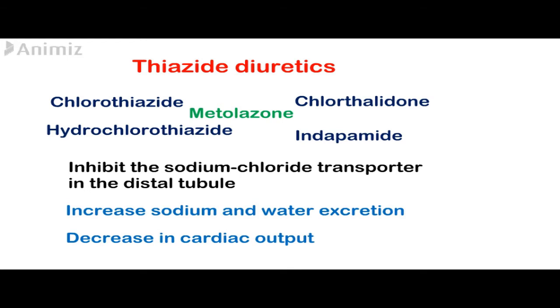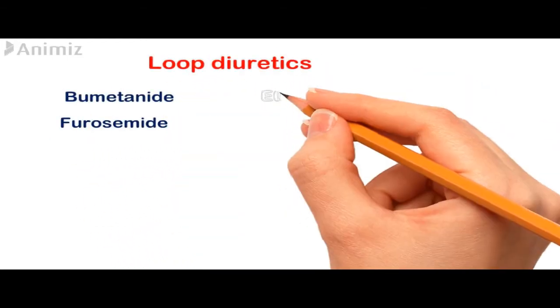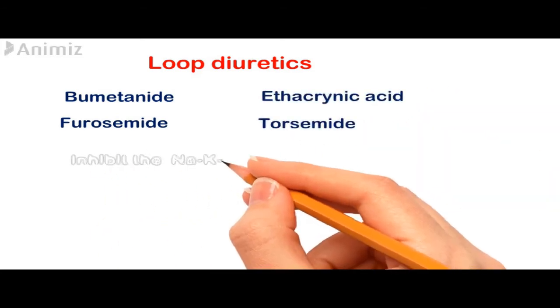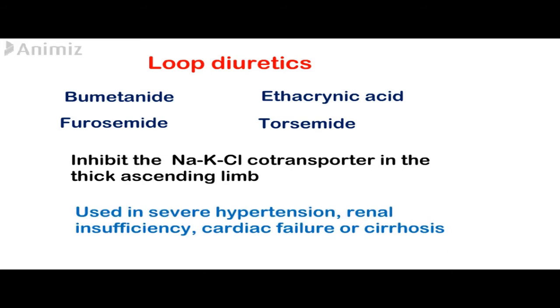The second group are the loop diuretics. These diuretics are furosemide, torsemide, bumetanide, and ethacrynic acid. They act by inhibiting the sodium-potassium-chloride co-transporter in the thick ascending limb, and they are used in severe hypertension when multiple drugs with sodium-retaining properties are being used, or in renal insufficiency patients or cardiac failure or cirrhosis in which the sodium retention is very high.